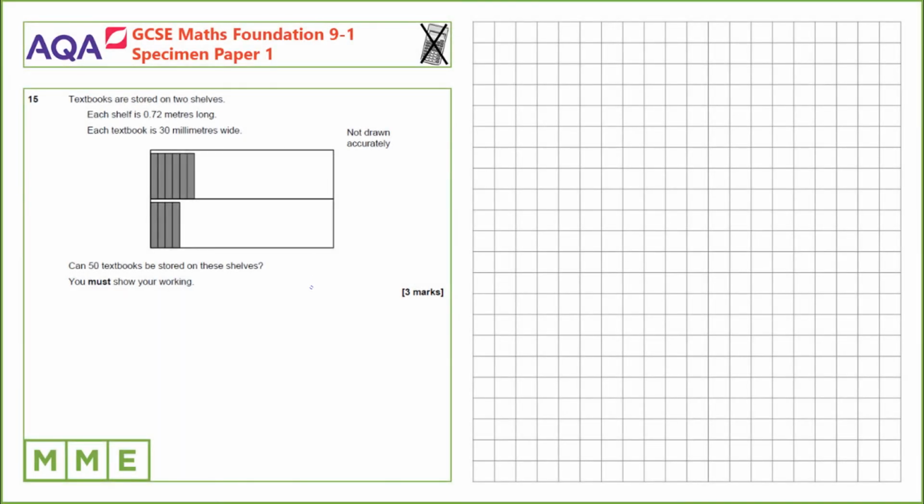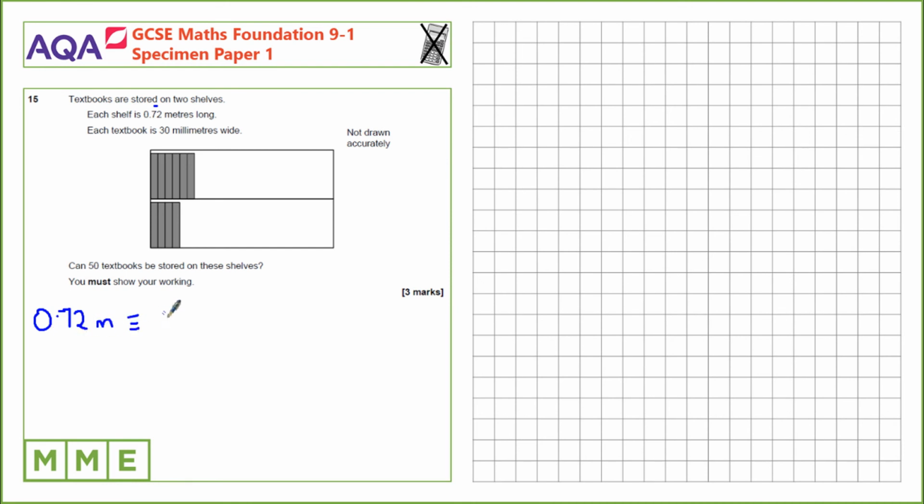Question 15. Textbooks are stored on 2 shelves. Each shelf is 0.72 meters long, and each textbook is 30 millimeters wide. Can 50 textbooks be stored on these shelves? You must show your working. So if we had these both in the same units, we could take the length of the shelf and then divide by the length of a textbook to see how many textbooks could be stored. So we need to convert both these into the same units. The easiest way to do this is convert 0.72 meters into millimeters.